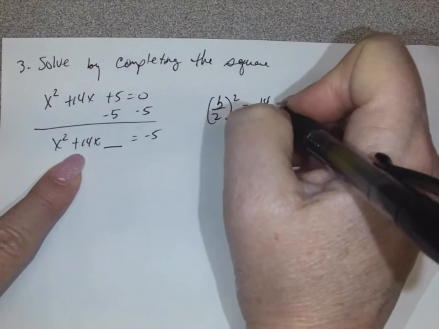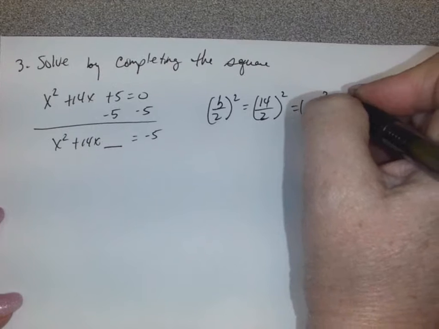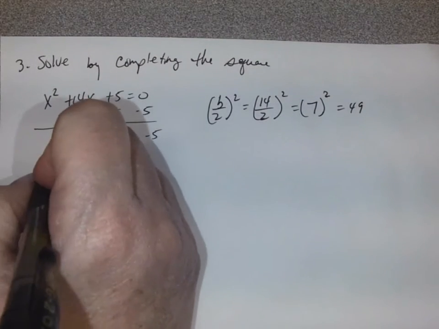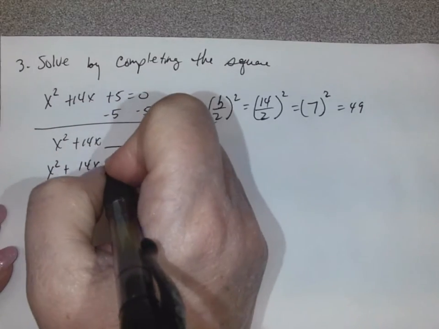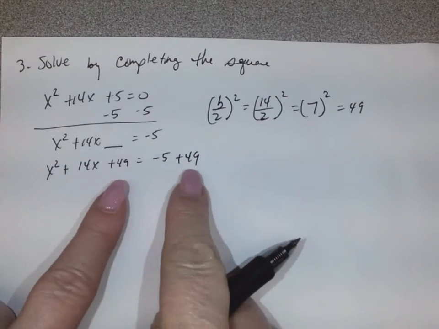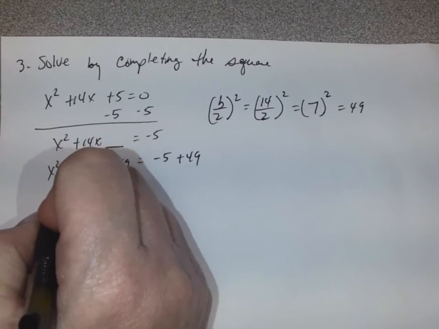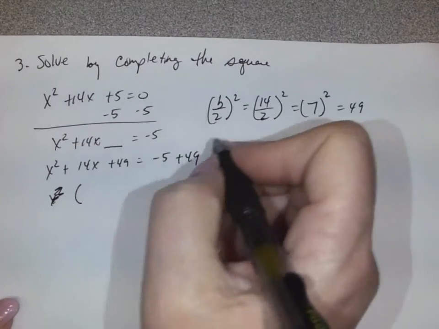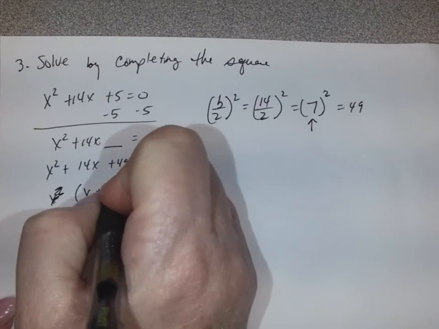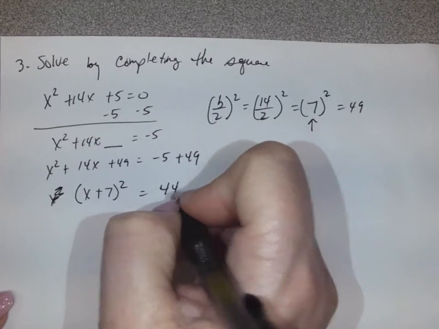Our b is 14 over 2 squared. 14 over 2 reduces to 7. And 7 squared is 49. So now we have x squared plus 14x plus 49 is equal to negative 5 plus 49. Remember, you have to add it to both sides. So we need to factor this side over here. We will have our x, and remember, this is going to make our factor, x plus 7 squared, equal to 49 minus 5 would be 44.